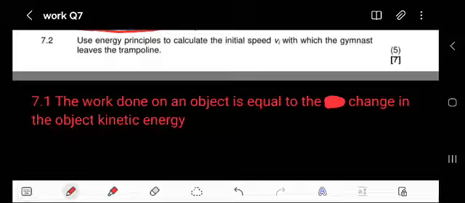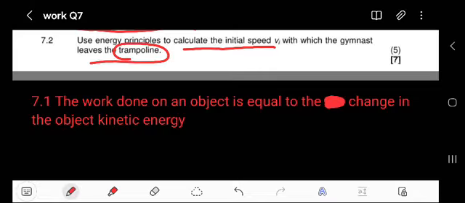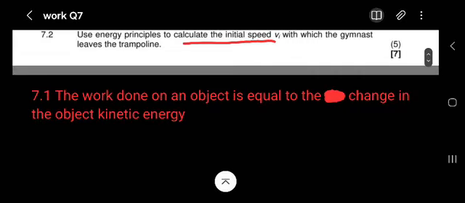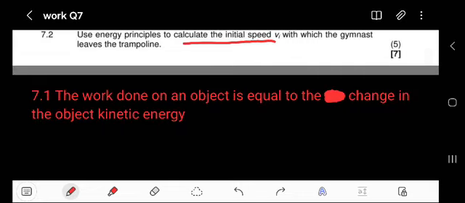So 7.2, that is what is important. Use the energy principle to calculate the initial velocity with which the gymnast leaves the trampoline. We are using the energy principle. They did not say use projectile motion formulas or kinematic formulas, and if you use them you will be wrong. Here they just said use the energy principle, so you are supposed to use it.